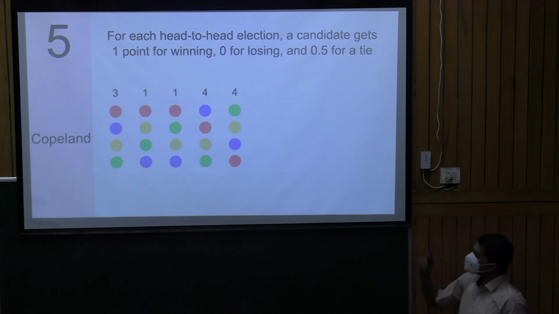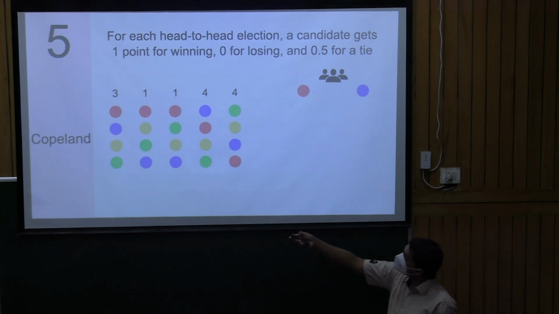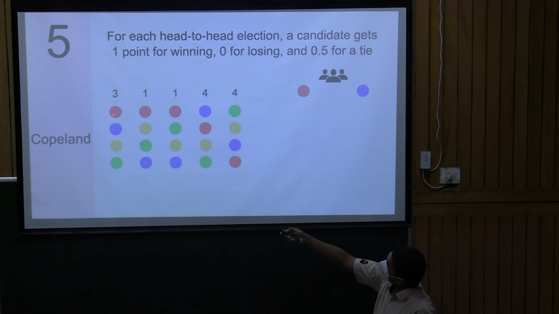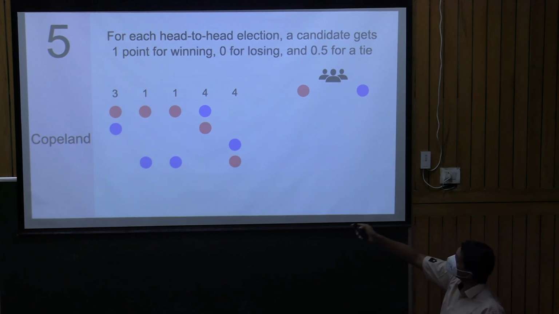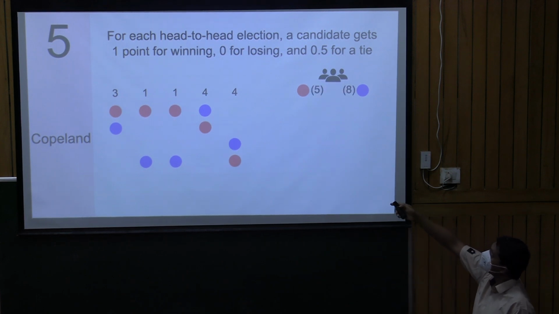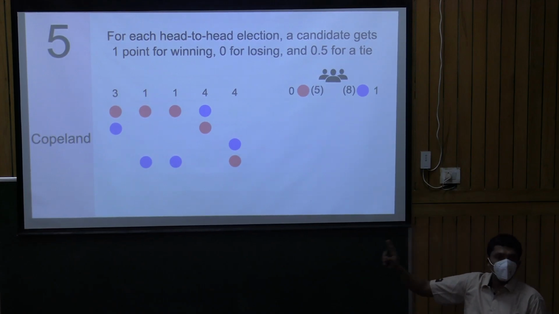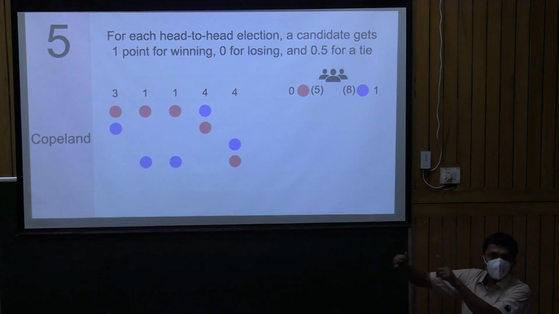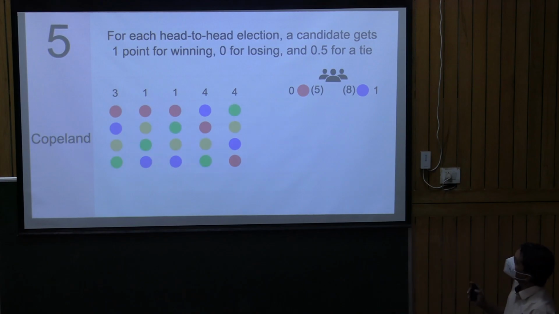Okay. So if I have an input like this, let's look at the head-to-head between red and blue. 3 plus 1 plus 1, 5 voters prefer red over blue, and 8 voters prefer blue over red. So these are the numbers, which means blue wins this head-to-head. So blue is going to get 1 Copeland point and red is going to get 0 Copeland points because of this head-to-head, by this definition over here. Good?